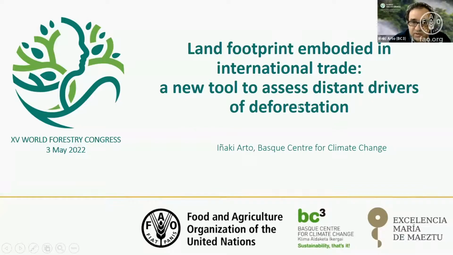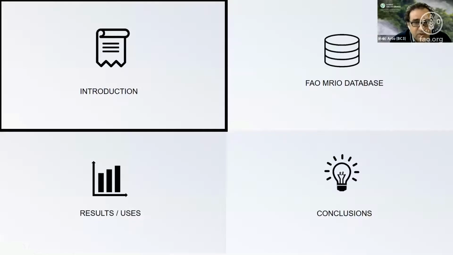As Caroline has already introduced, I'm going to present the database that we have been developing during the last years. A database that is aimed to calculate the land footprint and land embodied in international trade in order to better reflect the land implications of global supply chains of forest and agricultural products. So this is the outline of my presentation. I will start with a brief introduction of why we are developing this database. Then I will introduce the database, the FAO multi-regional input-output database, and I will show some results and uses and finalize with some conclusions.